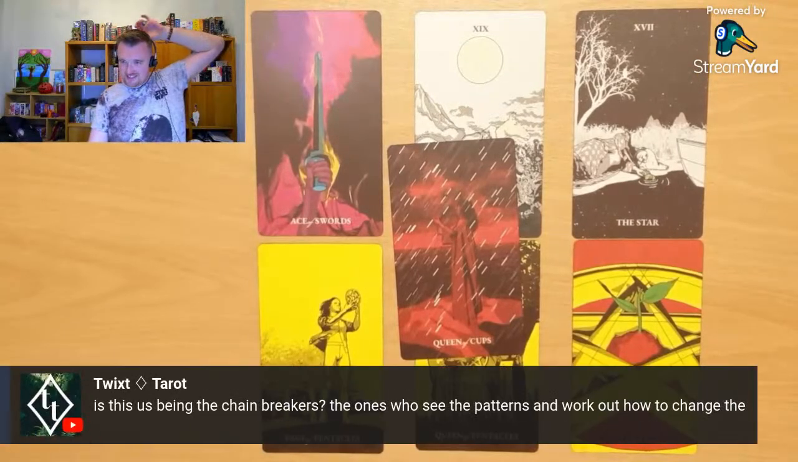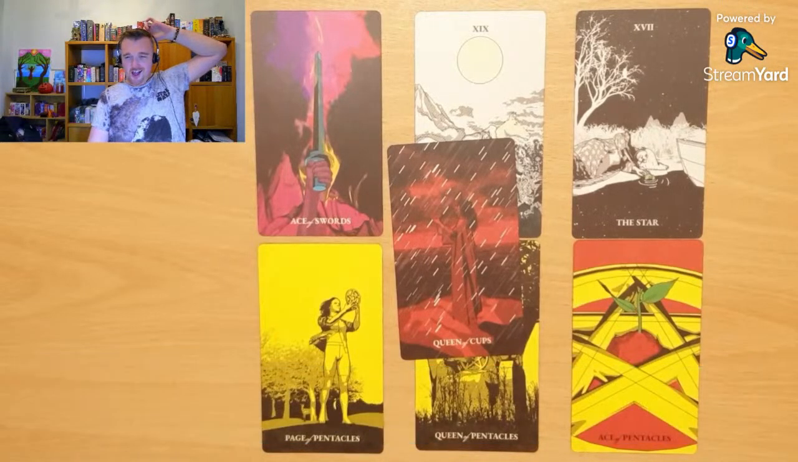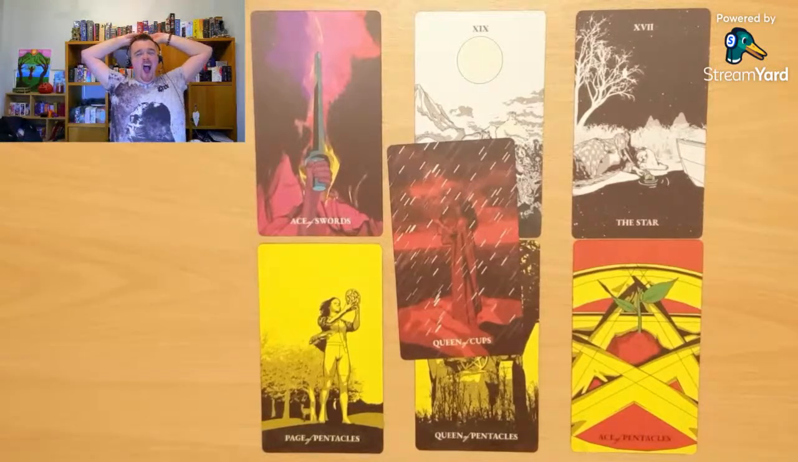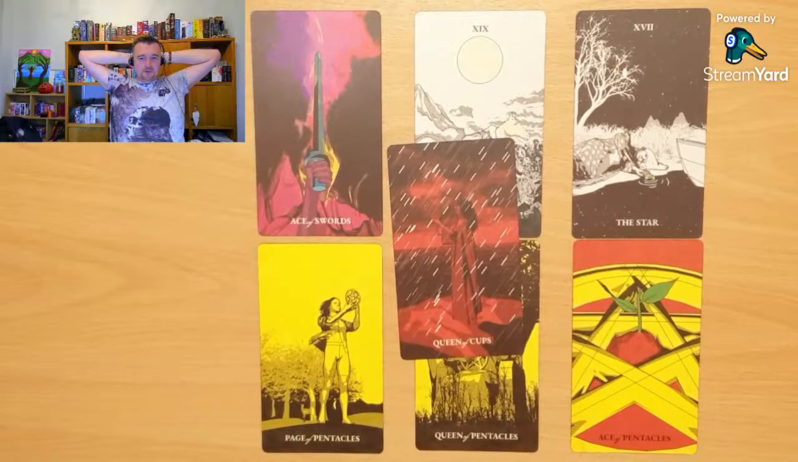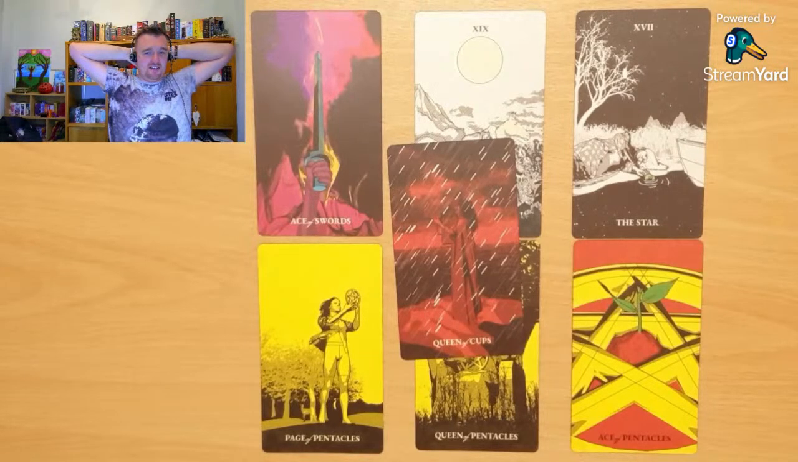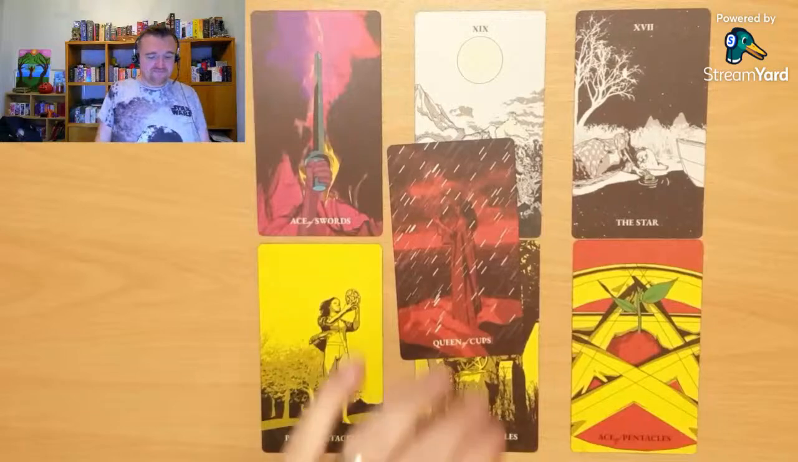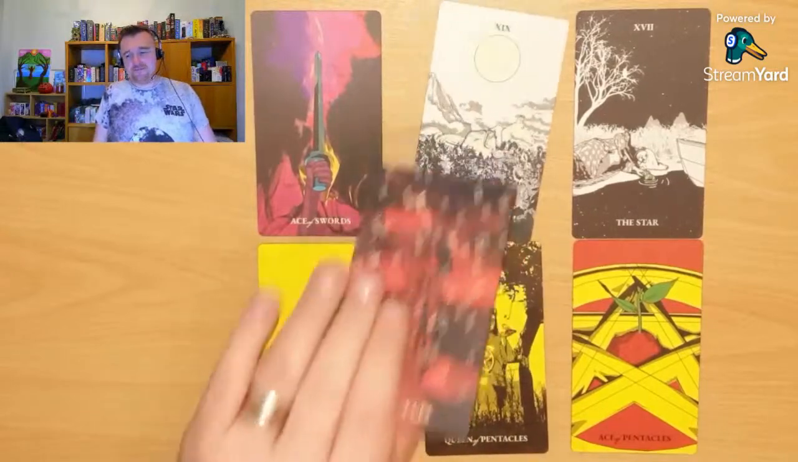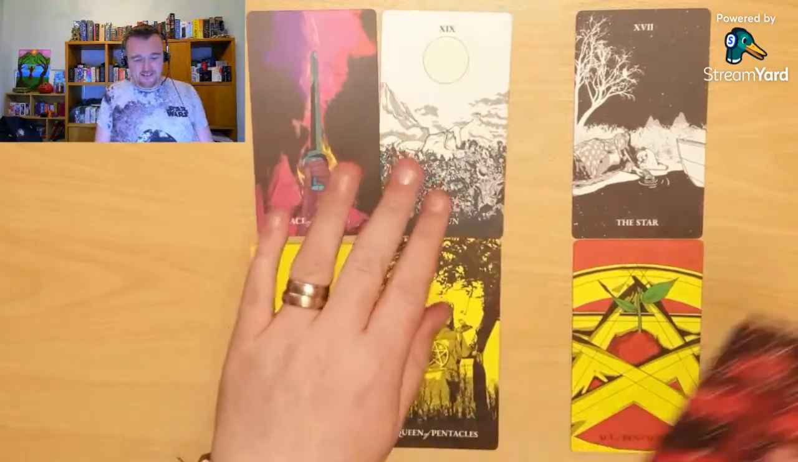Twix says, is this us being the chain breakers, the ones who see the patterns and work out how to change them? So the seventh card, if anyone opts to pull it, is a wee addition by Robin, and it is the butt, and it's what we leave behind.